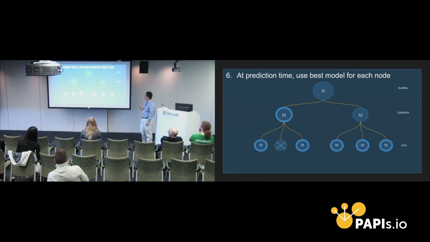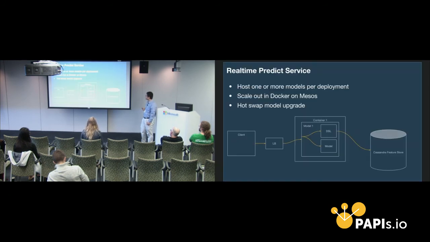How we do this: we split the training and test data at each node, build a model, and then evaluate the performance. If this performance is not good, we fall back to the parent. If the parent is not as good, we fall back to its parent. At prediction time, we use the best model. We can deploy all of these models, but depending on which city, we use the best model. That's the model building.